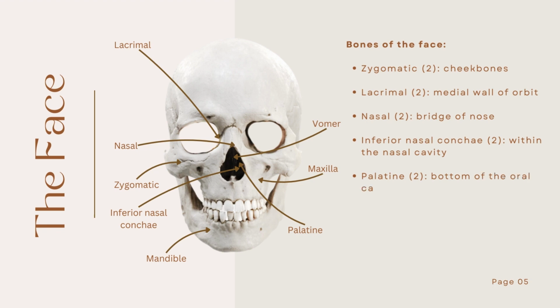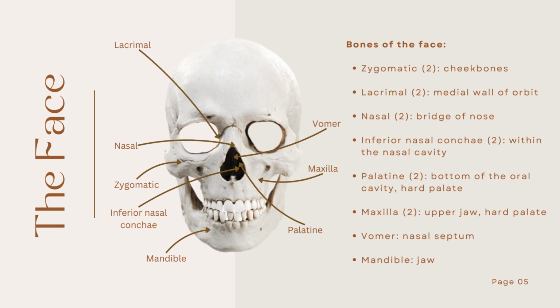We then have the inferior nasal conchae, also a paired bone, and this is actually present within the nasal cavity. Their purpose is essentially to increase the surface area to then increase the amount of air that can come in contact with the cavity walls. Then we have the palatine bones, again paired, which are at the bottom of the oral cavity, and they come to form part of the hard palate.